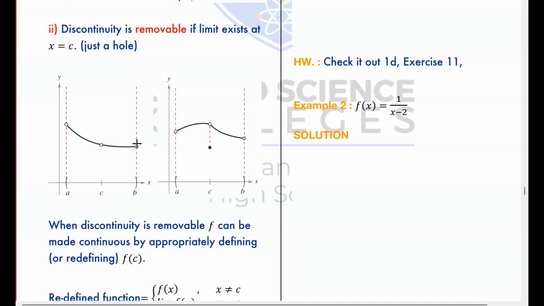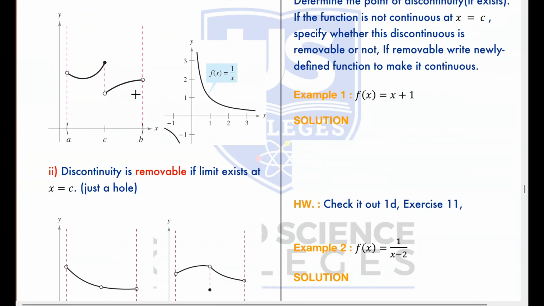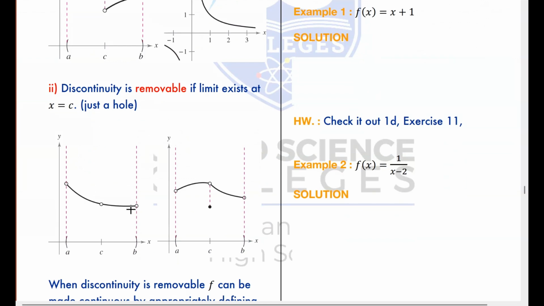We can do that only if we have a hole. Otherwise, when we have a jump or a break, we can't do that. We cannot connect those two parts of the graph. There is no way. But here we can connect these two parts, just by putting this point back on this empty circle, making this point filled so that it will be an uninterrupted graph. So that's what we are going to do in this lesson.